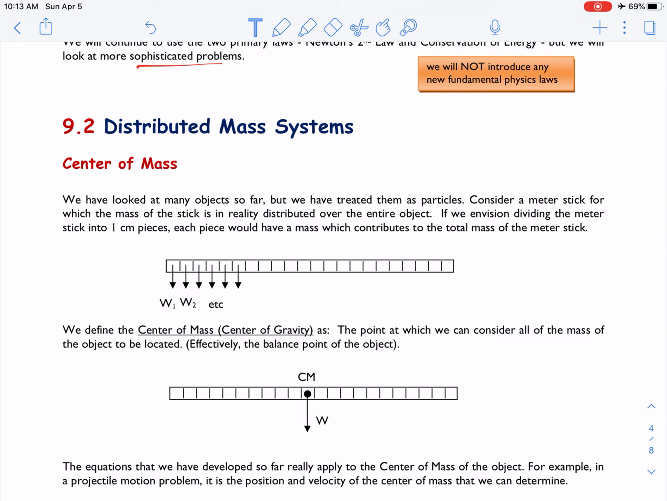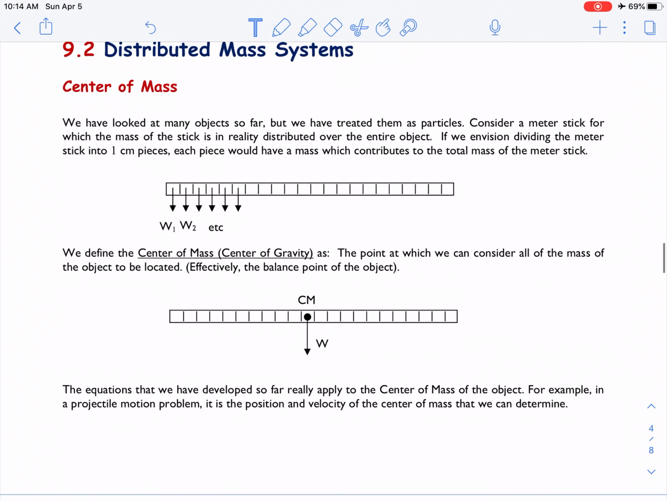If you consider a meter stick, for which the mass of the stick is in reality distributed over the entire object, if we envision dividing the meter stick into 1 centimeter pieces, then we would have about 100 of those pieces, just attached together. Each piece would have a mass which contributes to the total mass of the meter stick. We define the center of mass, which is also called the center of gravity, as the point at which we can consider all of the mass of the object to be located. It's also known as the balance point of the object.